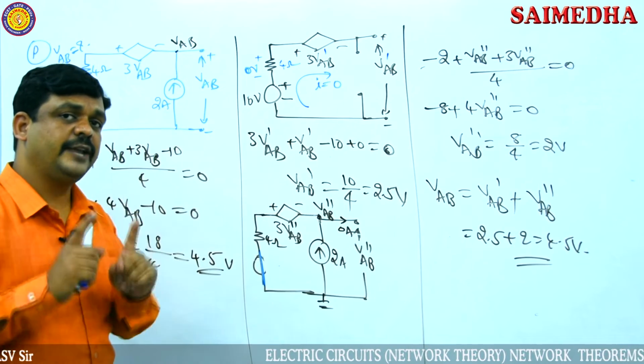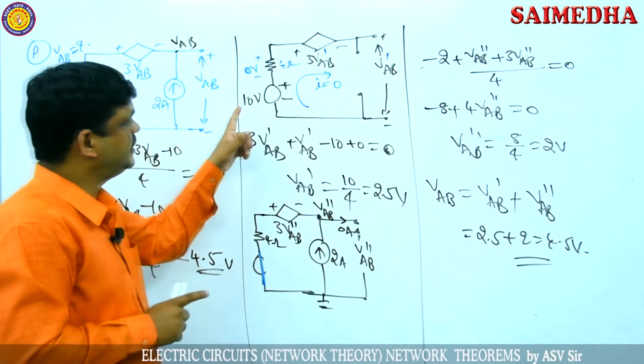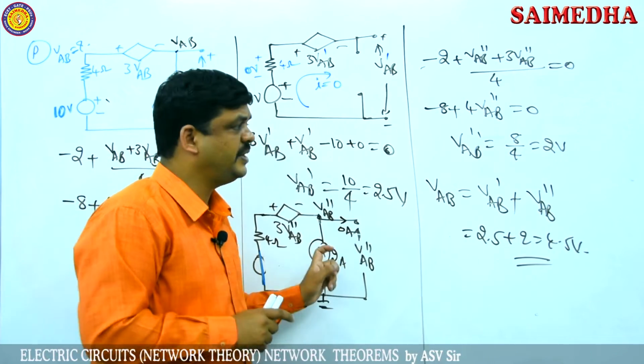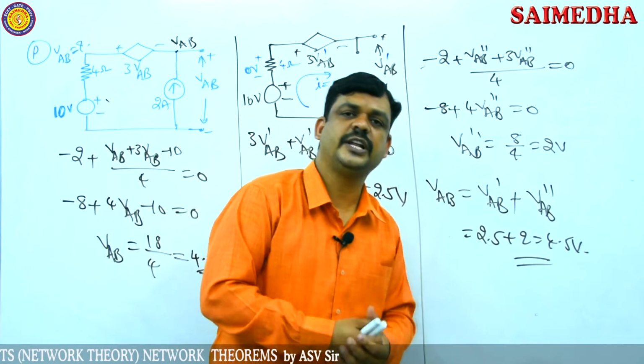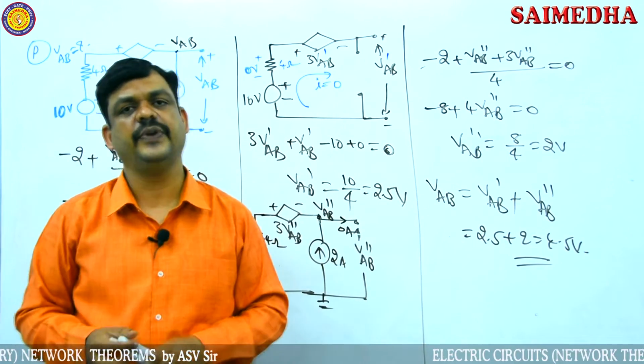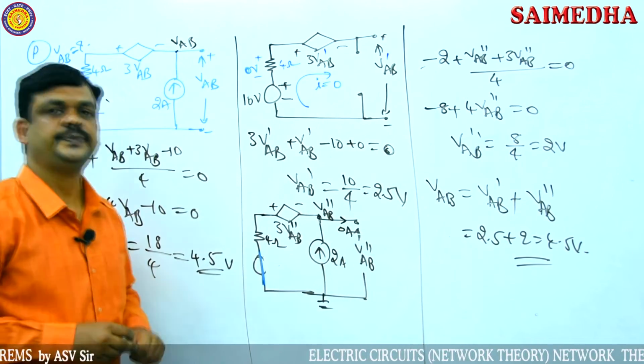superposition theorem, which means at a time we have to apply only one source. So apply one source, find out the individual response, apply the second source, find out the individual response, then the total response is the sum of individual responses.